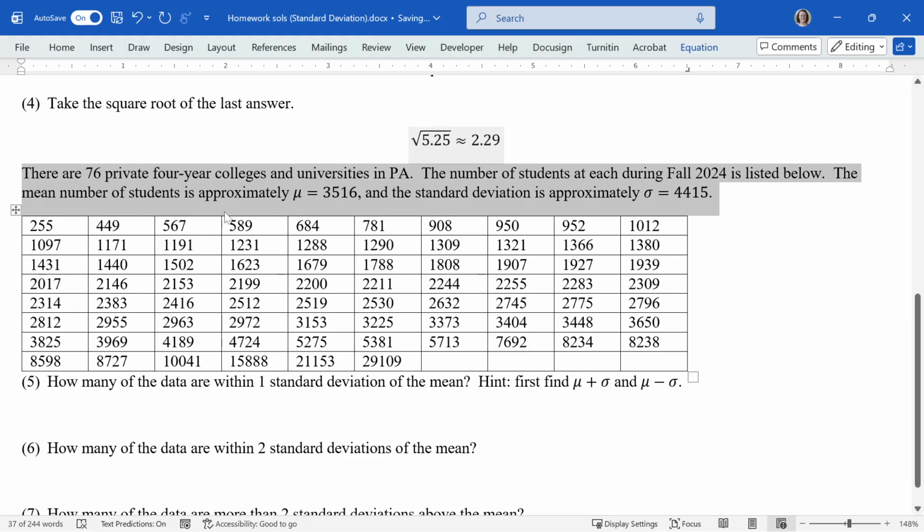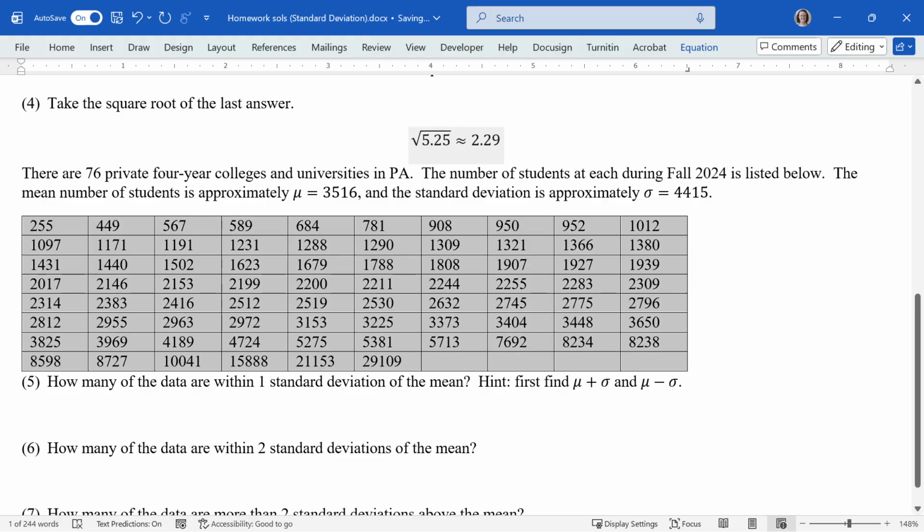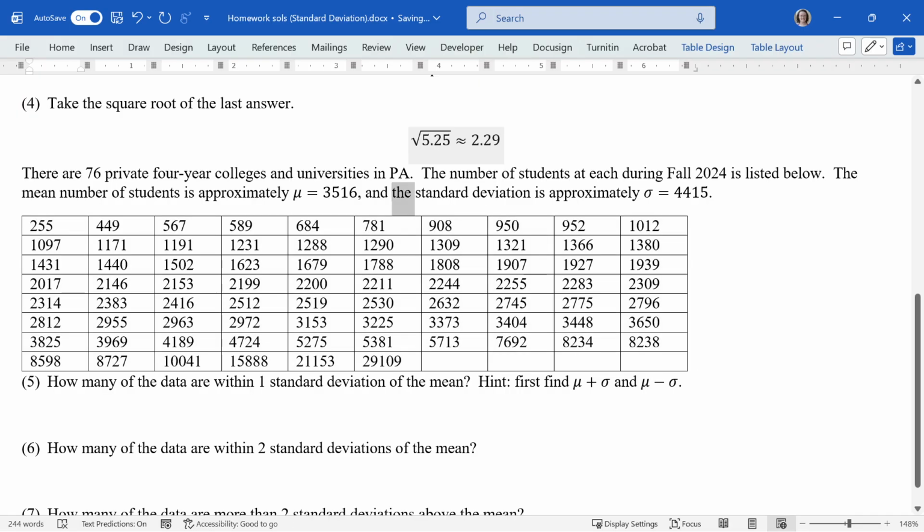The mean number of students is approximately mu equals 3,516. Here I'm just reminding you that mu is the letter that stands for the population mean. I can call this the population mean because this is all of the private four-year colleges and universities. It's not just a sample. And then the standard deviation is approximately sigma equals 4415. So sigma is bigger than the mean, which sometimes happens with very unbalanced data.